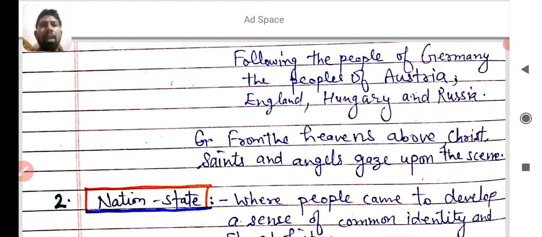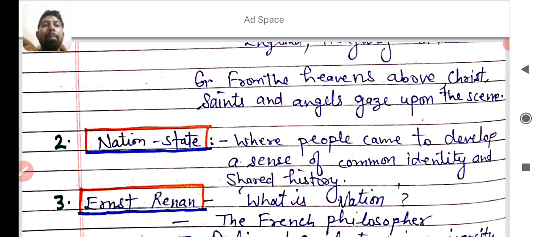I hope you learned the first point that Frederick Sorrieu wanted to show a democratic and republic society through the picture. And next, he also showed that people are demanding a nation state. Now the meaning of nation state is where people come to develop a sense of common identity and shared history, and this thought is known as nation state.